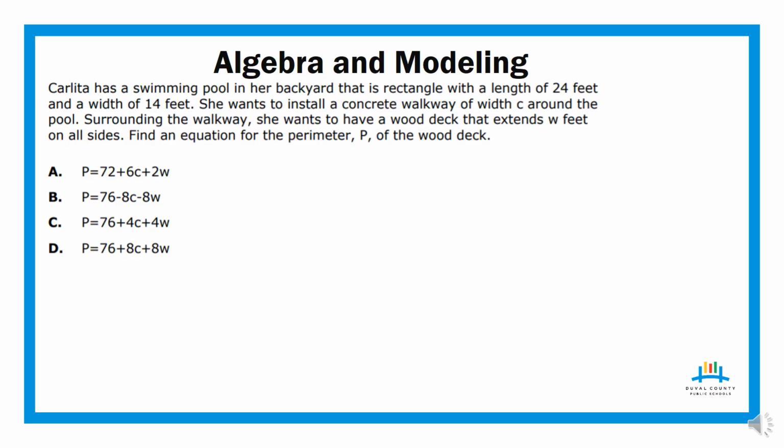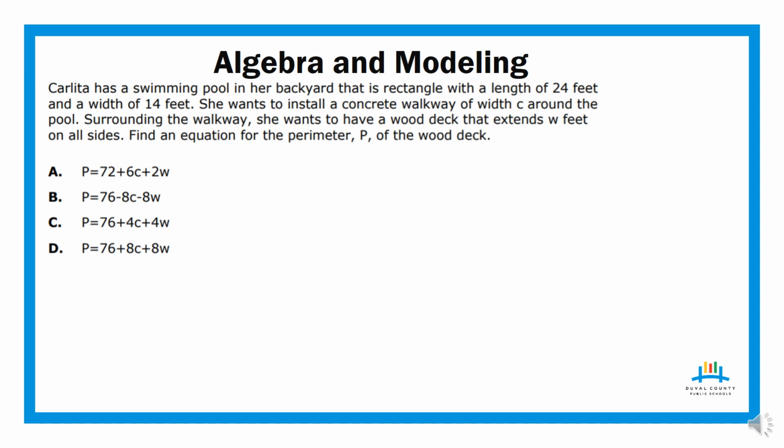So we're going to start off with a word problem. Now with word problems, you need to make sure and read them completely before you get started working on them. Then you can go back and highlight or underline key information in the problem. So Carlita has a swimming pool in her backyard that is a rectangle with a length of 24 feet and a width of 14 feet.